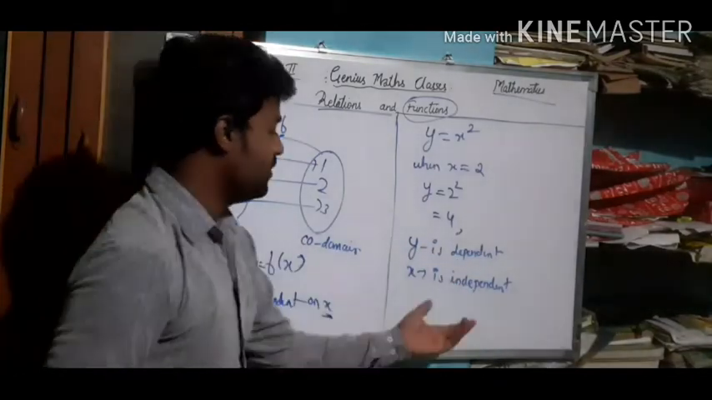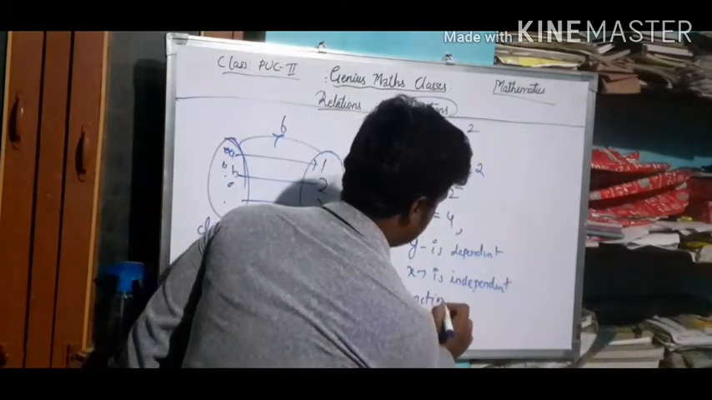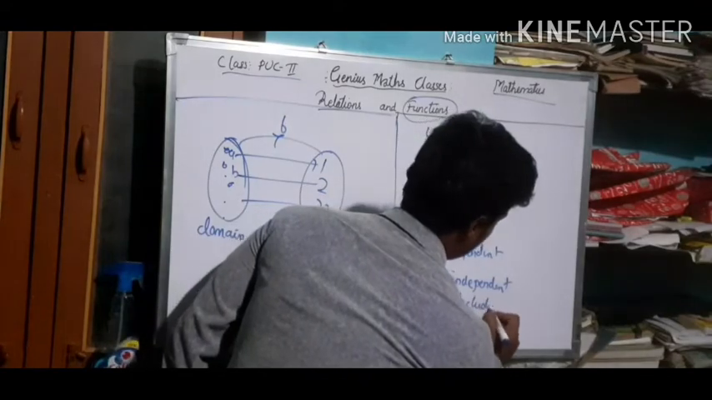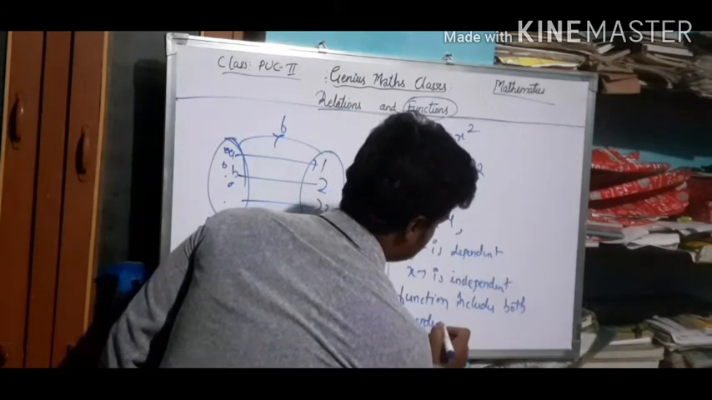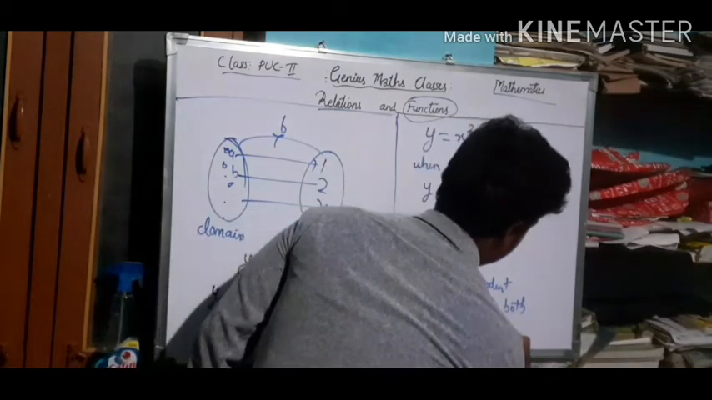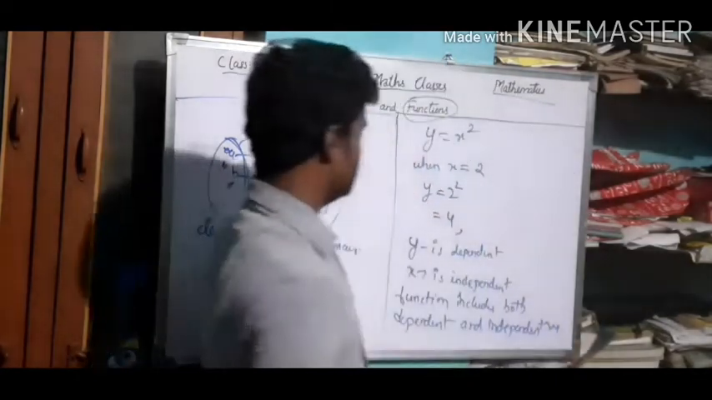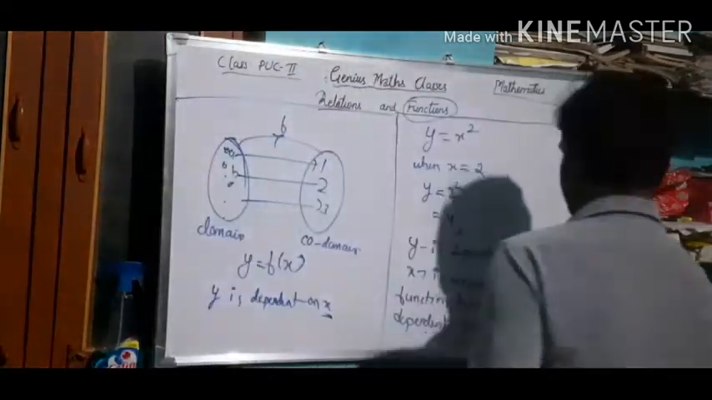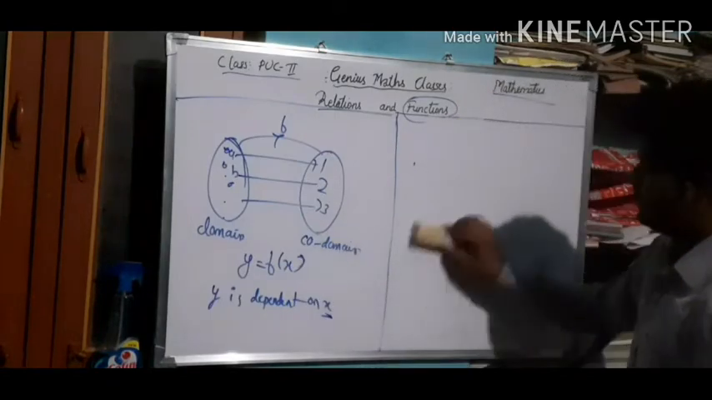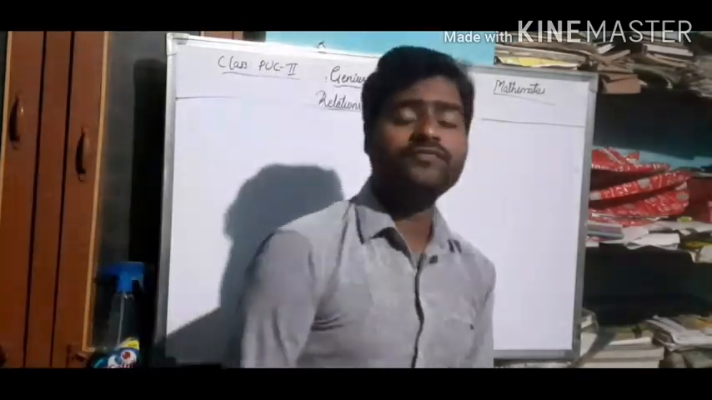Therefore, we can also define that a function includes both dependent and independent variables. This function includes both dependent and independent variables. We can also find many functions in our real world problems.